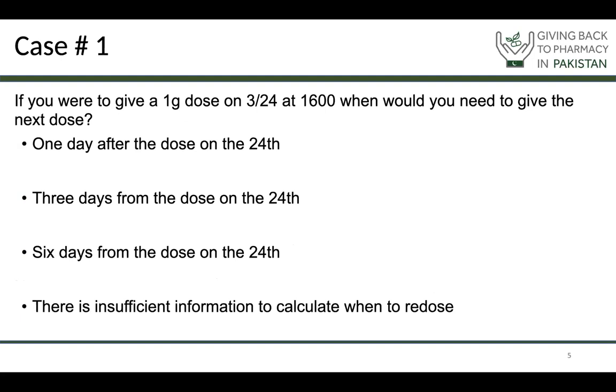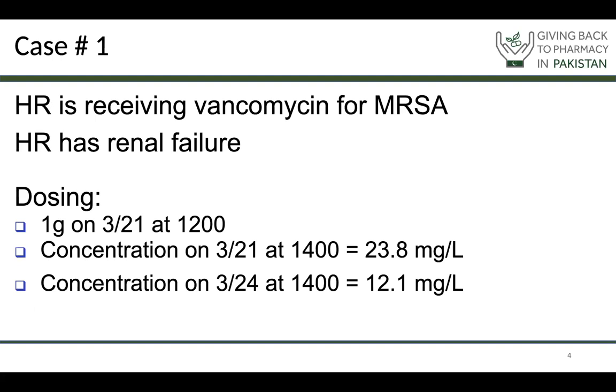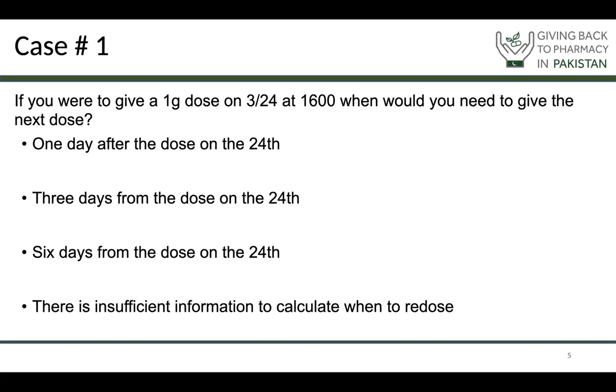So the question is, if you were to give a 1 gram dose on the 24th of the month at 1600, when would you need to give the next dose? So you gave the first dose on the 21st, and the peak level came out at 23.8, and the second level was 3 days later, on the 24th. The level came out 12.1. And if you were to give a dose on the 24th, when would you need to give the next dose, so that it does not go beyond the maximum therapeutic concentration? So the options are 1 day after the dose on the 24th, 3 days from the dose on the 24th, or 6 days from the dose on the 24th, or there is insufficient information to calculate when to redose.